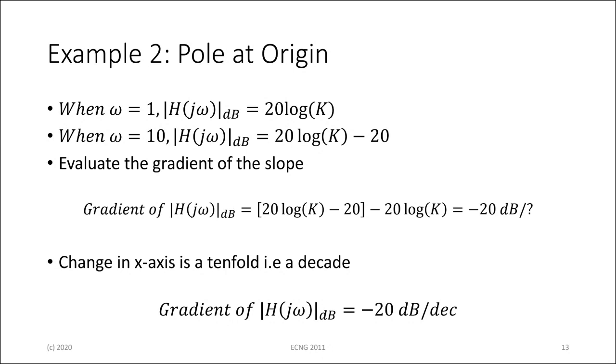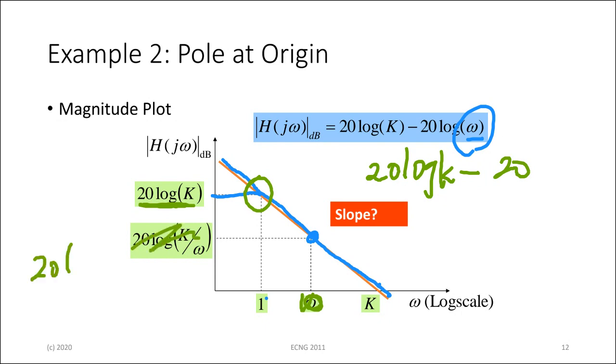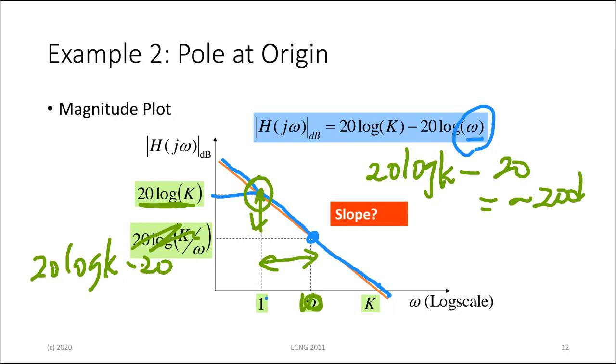All right, because if omega is 10, this will be 20 log K minus 20 log of 10, and log of 10 is 1. So that's going to be 20 log K minus 20. So if we just substitute and call this 10 for argument's sake, then this is 20 log K minus 20. In other words, over this change here, this dropped by minus 20 decibels.